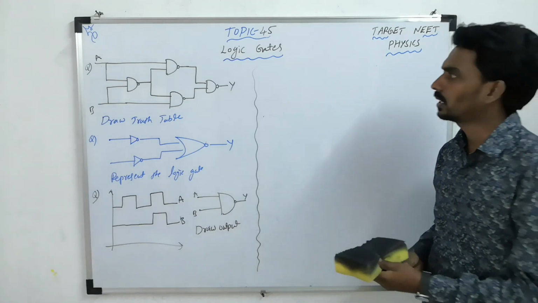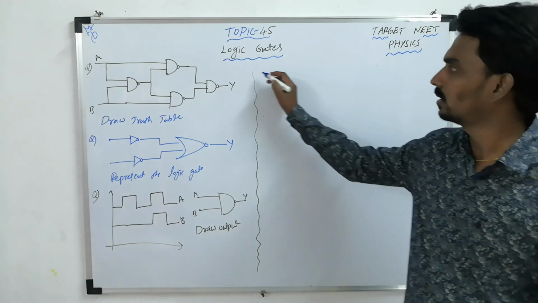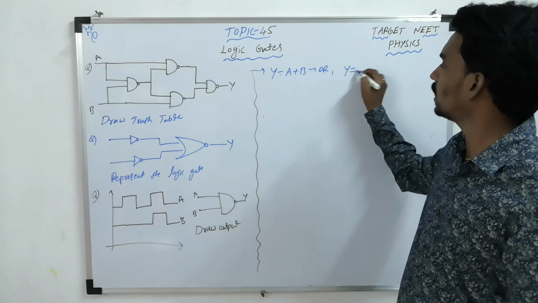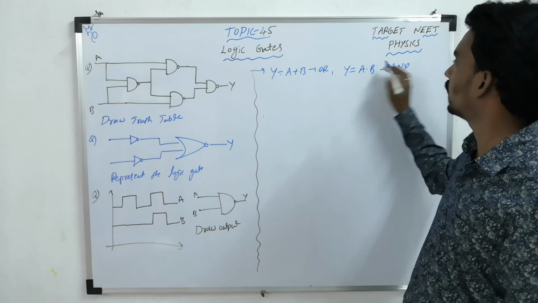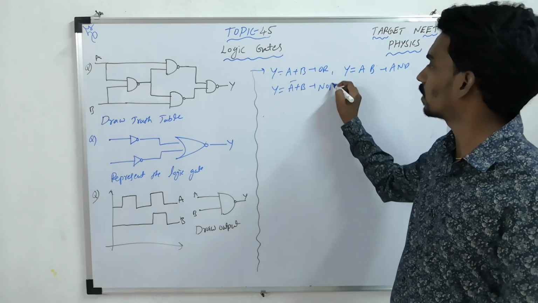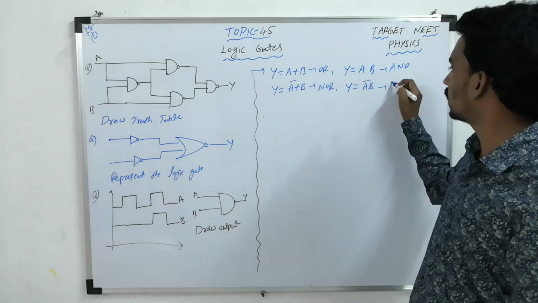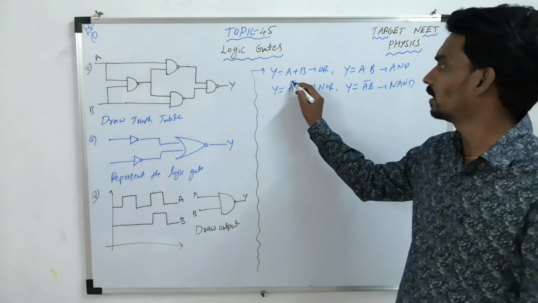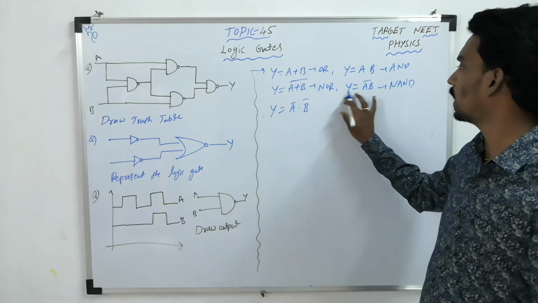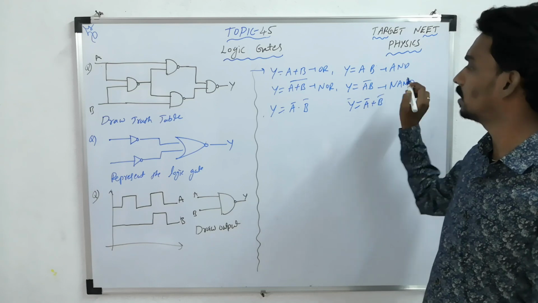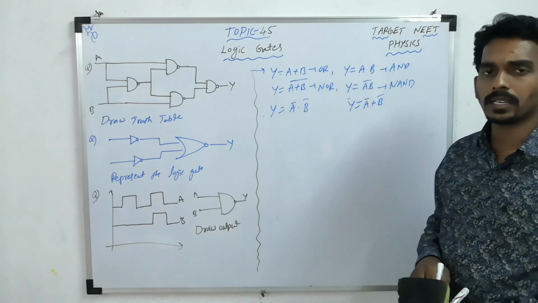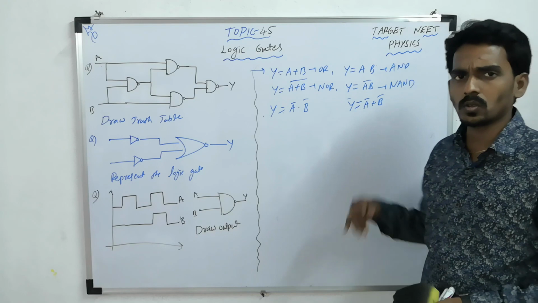And these logic gates we will represent in digital language like Y equals A plus B for OR, Y equals A dot B for AND, Y equals (A plus B) bar for NOR, and Y equals (A B) bar for NAND gate. The expansion of NOR can be written as A bar dot B bar, and the expansion of NAND can be written as A bar plus B bar. This is how you can represent them in digital language, and based on this only the questions will be asked.